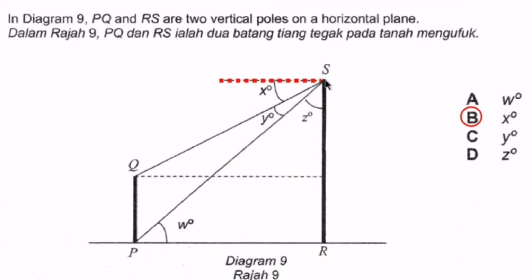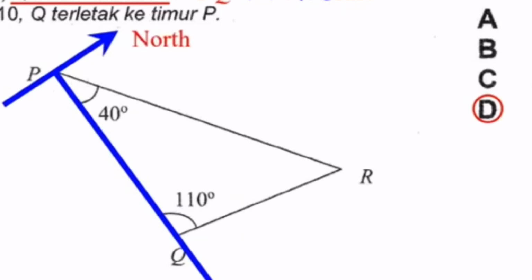Now let's see, this question is about bearing. Bearing is very important, and for this bearing, Q is due east of P. So if they say Q is due east of P, it means that at P, the north should be like this. Basically the north is not always upward. It depends on the instruction of the question. So you have to draw the north like this before you can solve it. Now you need to draw the north for point P.